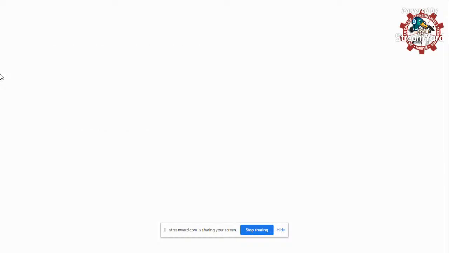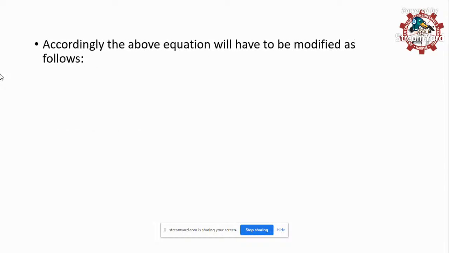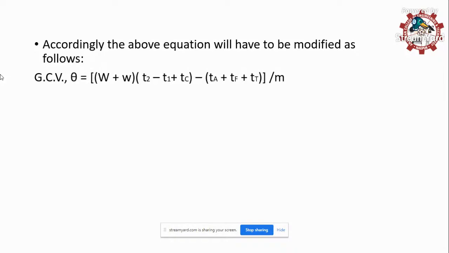Let's see what happens when all the corrections are being incorporated. So, जो पुराना वाला हमारा equation था, कौन सा वाला था? GCV equals to theta into W plus w, T2 minus T1 upon M था ना? Now, after incorporating all the corrections, the equation is as follows. W plus w into T2 minus T1 plus Tc. Tc is what? The cooling correction.